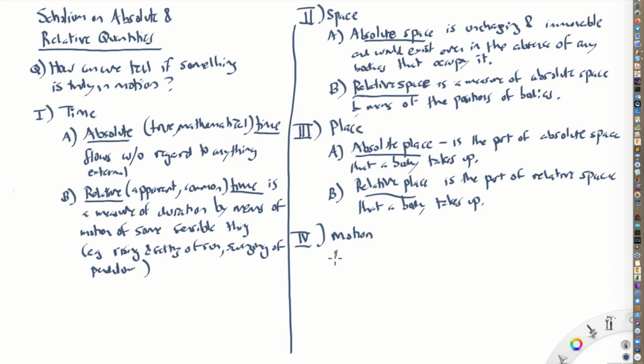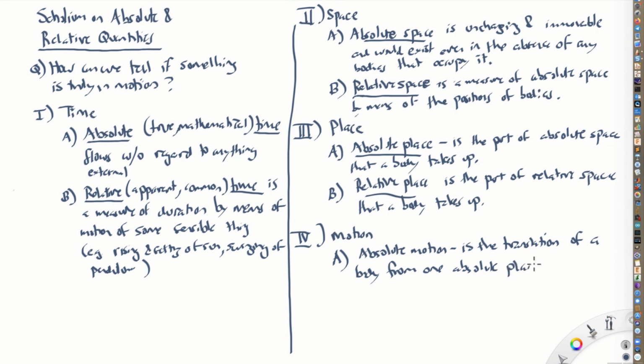Once again, Newton distinguishes between absolute motion, which he says is the translation or the motion of a body from one absolute place to another. Think of translation as like sliding along. The translation of a body from one absolute place to another. And this is distinguished in Newton's thinking from relative motion, which is the translation of a body from one relative place to another.